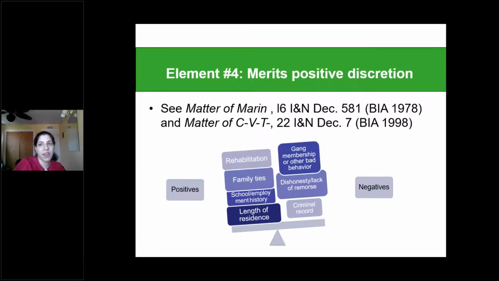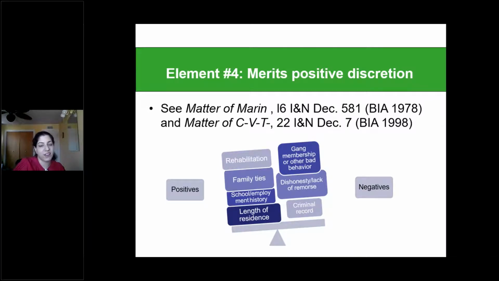Okay, and then the fourth element is the merits positive discretion. And this is where most of your case prep is going to be focused. Once you've gotten past eligibility, generally for a detained cancellation case, unless there is a stop time issue or an aggravated felony issue, DHS isn't going to spend a whole lot of time arguing against statutory eligibility, and instead they're going to focus their attention on trying to show that your client does not merit a positive exercise of discretion. So it's a balancing test, right? It's a test that's laid out in these 2 cases, Matter of Marin and Matter of C-V-T, where you want to show that the positives in your case outweigh the negatives.